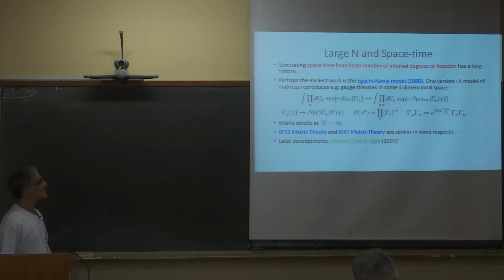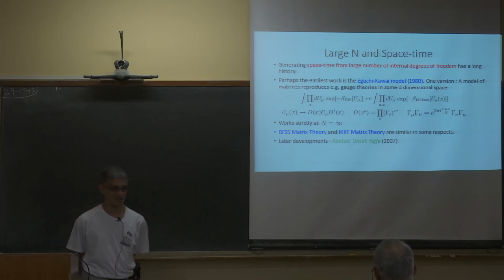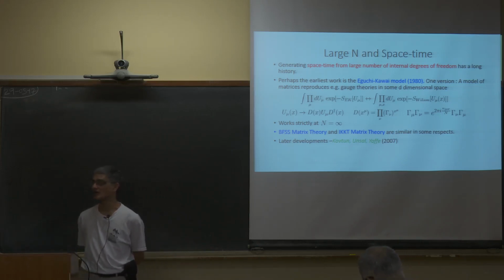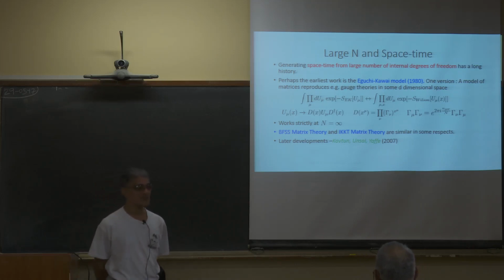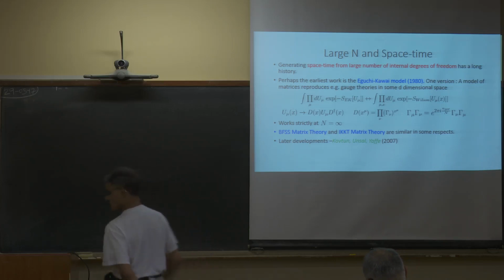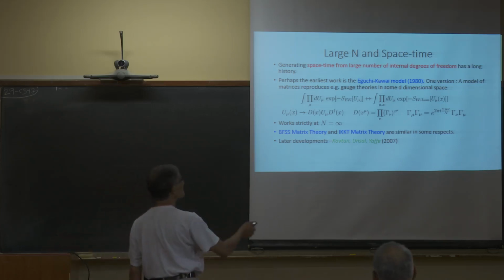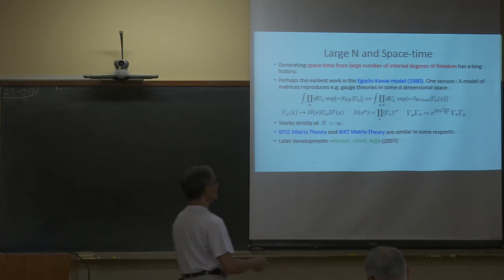So the whole idea that you can somehow generate space-time from internal degrees of freedom is actually a very old idea, and probably one of the first concrete proposals was made in a very famous paper by Eguchi and Kawai in 1980. And what they did was something quite remarkable. So they took lattice gauge theory, which is the right hand side of this equation. This is the Wilson action for lattice gauge theory. These are the link variables on some regular lattice.